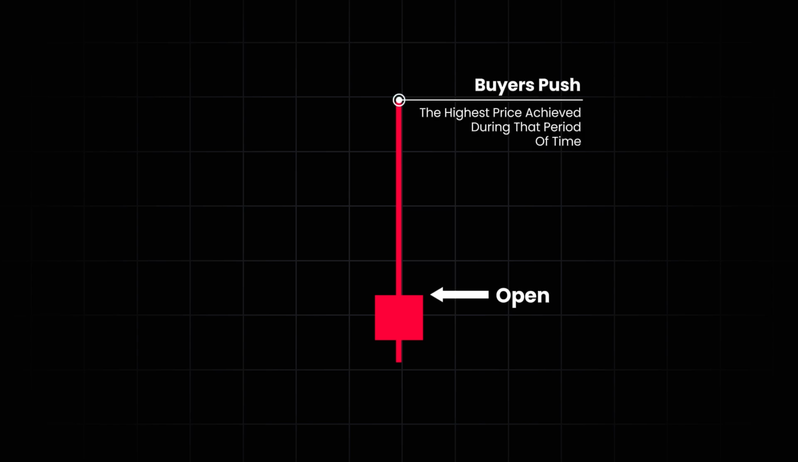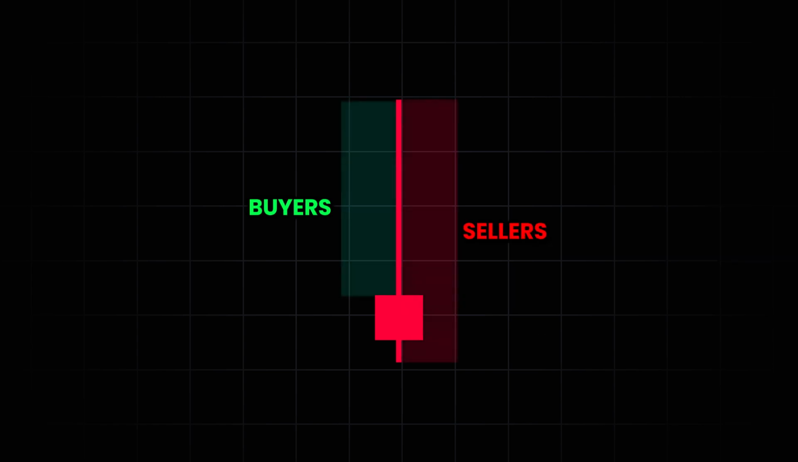The psychology behind this pattern is very simple. The price opened here and the buyers started to move the markets upwards. They covered some distance and created this high. The sellers then begin to push the price downwards, crossing below the opening price. The sellers then manage to keep the price down and the candle closes near its lows. This indicates that the sellers have momentarily gained an advantage over the buyers.